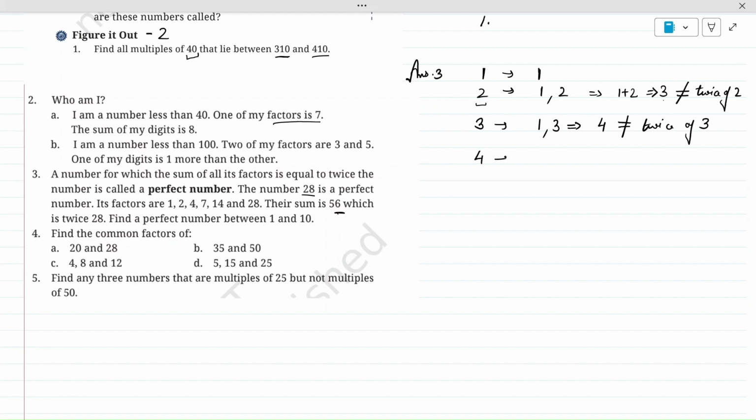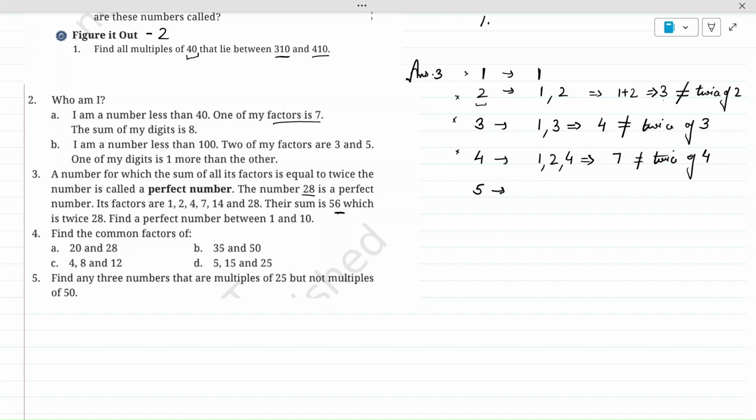Going to 4, we have 1, 2 and 4. These are the factors. Now when we add, we will get 7. And 7 is not twice of the given number 4. So here 1, 2, 3, 4, none of these are the perfect number.